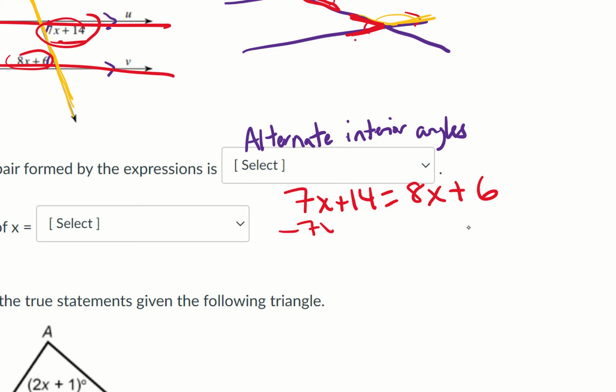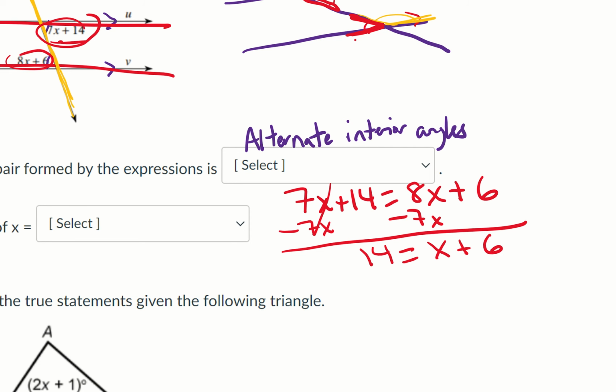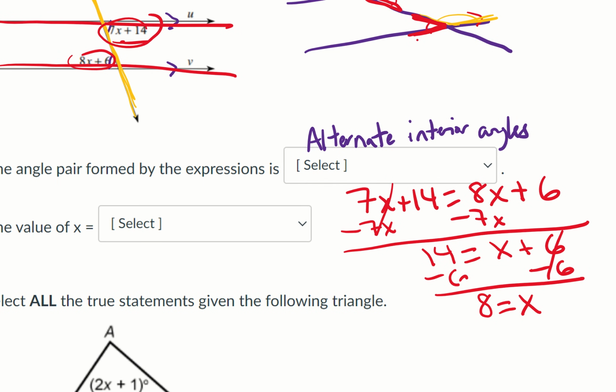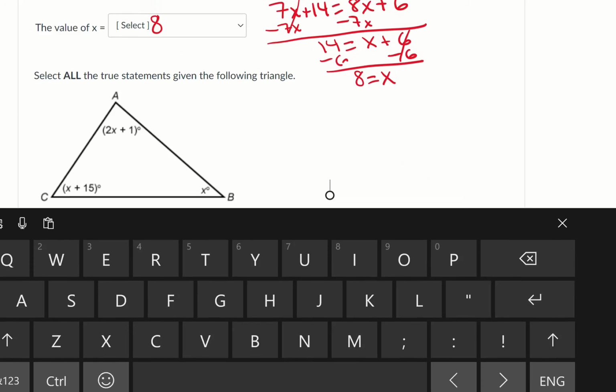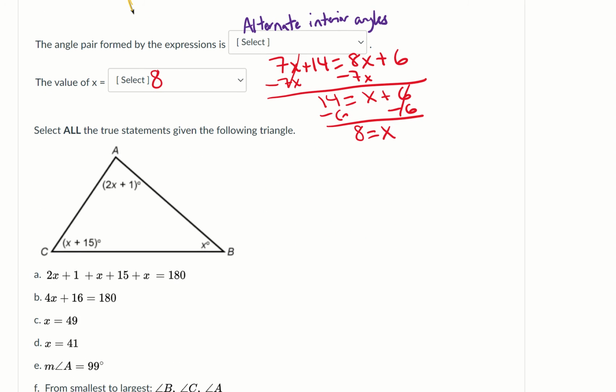So let's go ahead and move x to the right side by subtracting the 7x. So we got 8 minus 7 is 1. So this is 1x plus 6. We'll subtract 6 on both sides. So x is equal to 8. All right, so the value of x is 8. All right, next problem here.